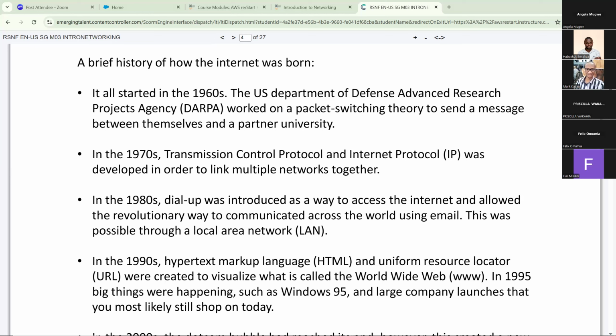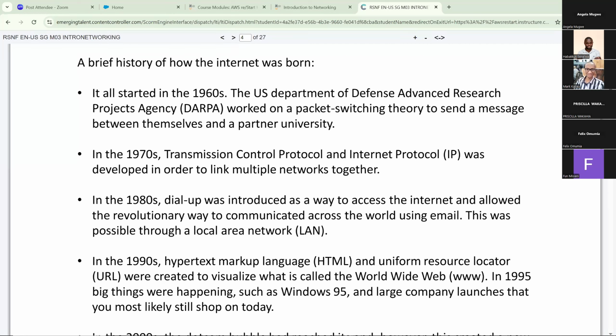Then we are told, again, in the 1970s, TCP and IP, that is Transmission Control Protocol and Internet Protocol, was developed in order to link multiple networks together. We have now started coming closer to the internet. Now we are linking multiple networks. So there was that network at one university. There's that network, that main place, let us call the source, at the Department of Defense.